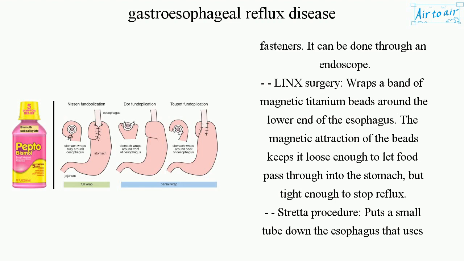LINX surgery wraps a band of magnetic titanium beads around the lower end of the esophagus. The magnetic attraction of the beads keeps it loose enough to let food pass through into the stomach, but tight enough to stop reflux. Stretta procedure puts a small tube down the esophagus that uses low radio frequency heat to reshape the LES.